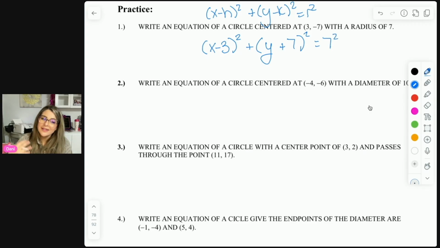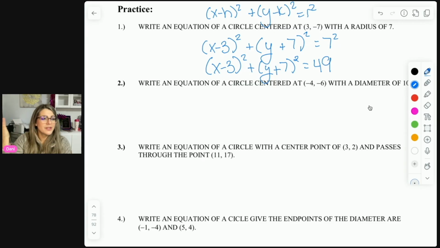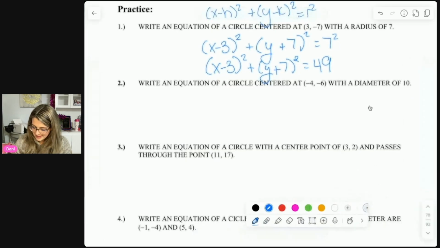And more likely than not, like in your multiple choice type of questions, they're going to simplify that radius. So let's write it out as 49 instead of 7 squared, just so you know, they're both the same. It's all good, okay? So next, we are given the diameter of 10.